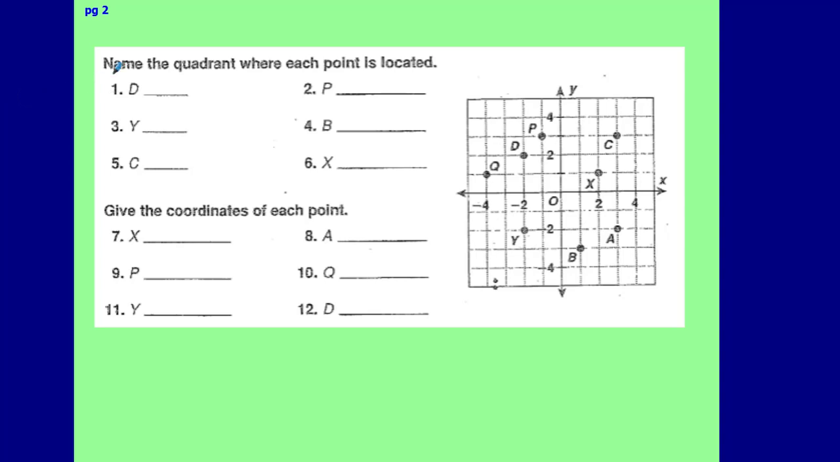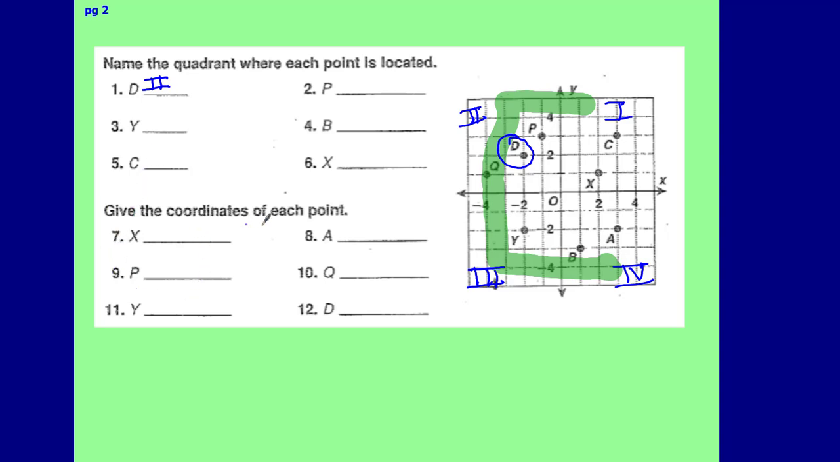Okay, this is page 2 in your packet. We're just going to work a couple of practice problems. Number 1, they're asking us to name the quadrant where each point is located. So if you're not sure, make your C. Where you start on the C is quadrant 1. Then you move to the left, you go into quadrant 2, move down, quadrant 3, and move to the right into quadrant 4. So looking for point D, right here, you can see that it is in quadrant 2. Again, do not write the number 2, you need to write it as a Roman numeral.